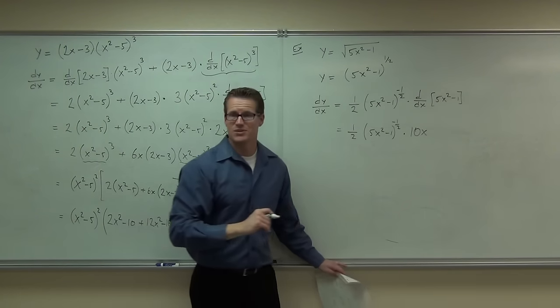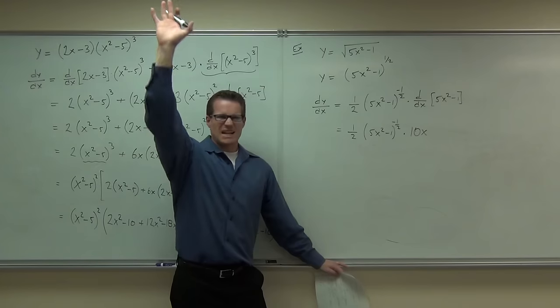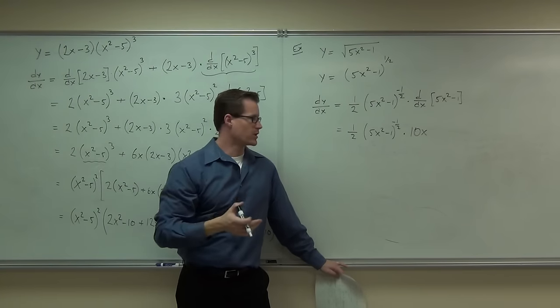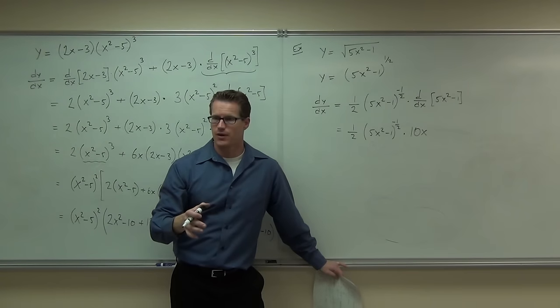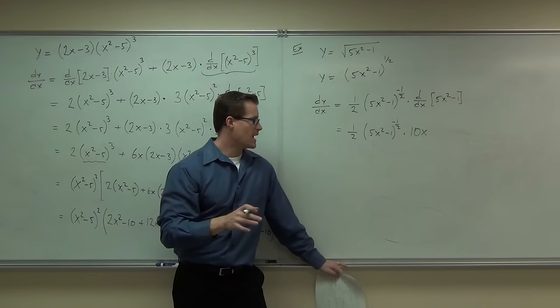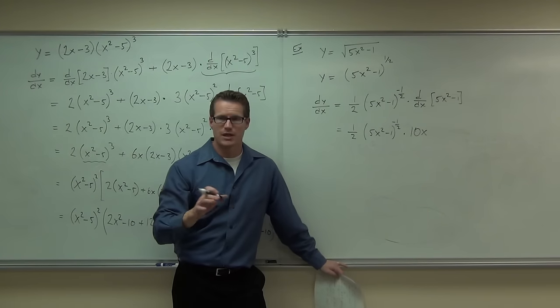Did you get the 10x too? How many people got exactly that on their paper? Good for you. Now, make it a little prettier. Here's how you can make it a little prettier. The 1/2 and the 10 simplify and give you 5. So we have 5x, and then we have this (5x squared minus 1) to the negative 1/2.